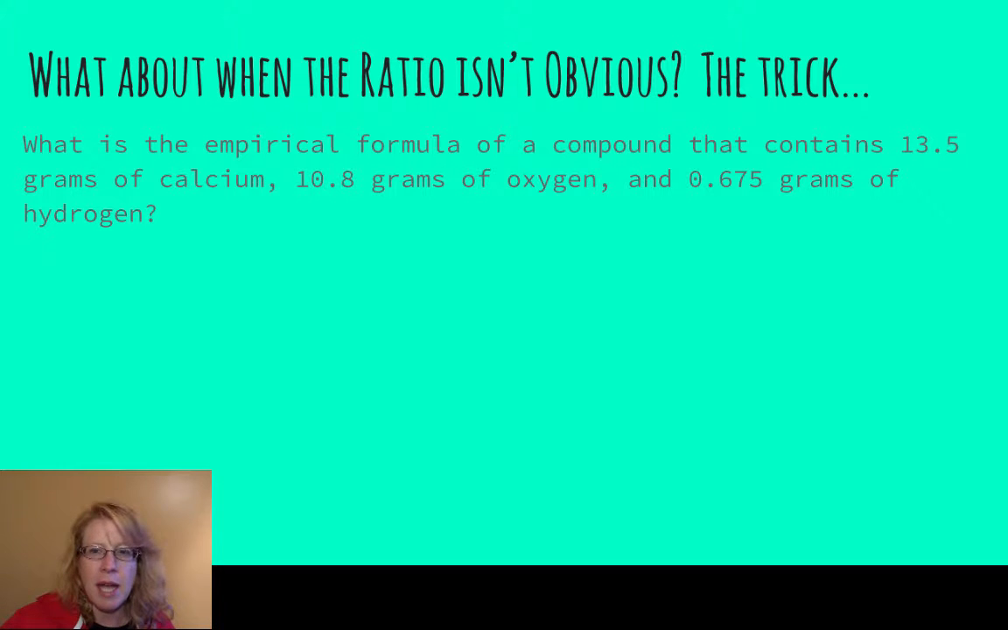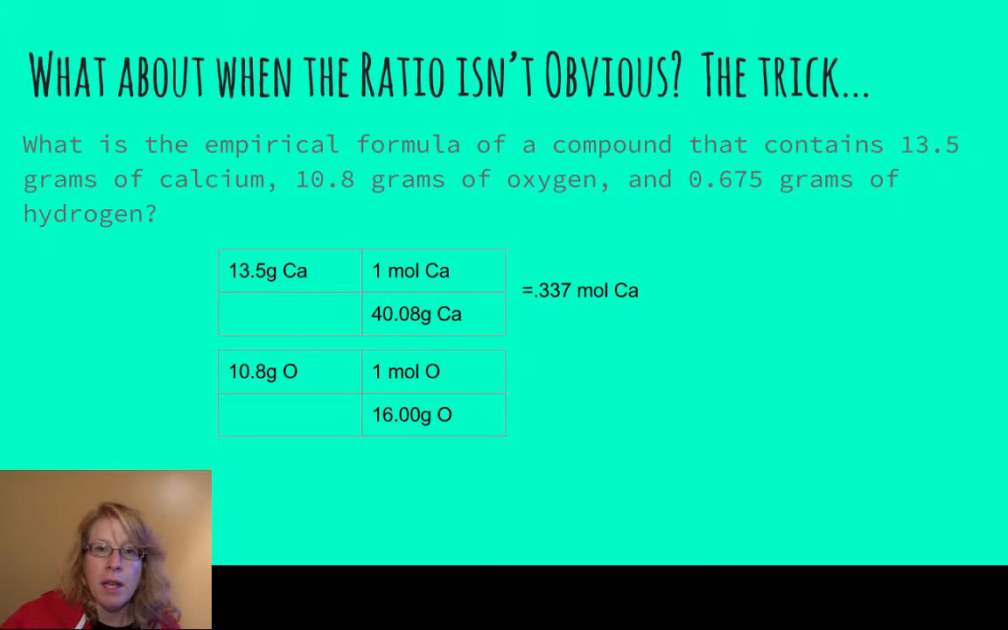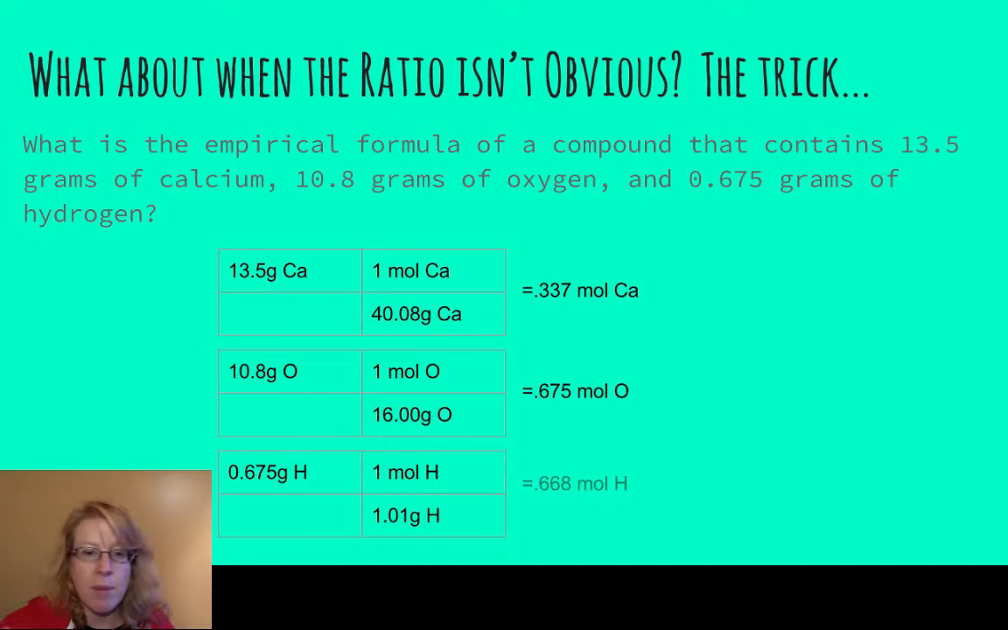So this one's going to have actually 3 different elements to it. We've got calcium, oxygen, and hydrogen, but we're going to apply the same basic idea. First thing we're going to do is try to figure out the moles of each thing. So here's my calcium work. I've divided by the molar mass of calcium. Here's attacking oxygen. Again, I've divided by the molar mass of oxygen. And then the third one's hydrogen, dividing by the molar mass of hydrogen. So here are our numbers: 0.337, 0.675, and 0.668 moles. Not obvious what the ratios are here.